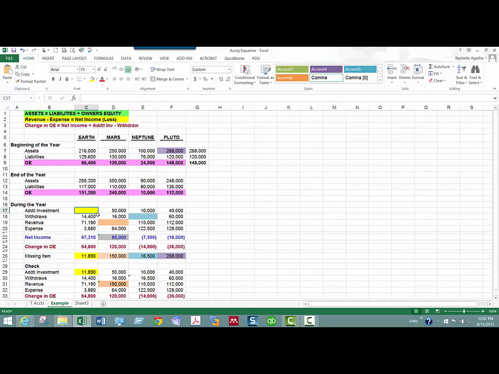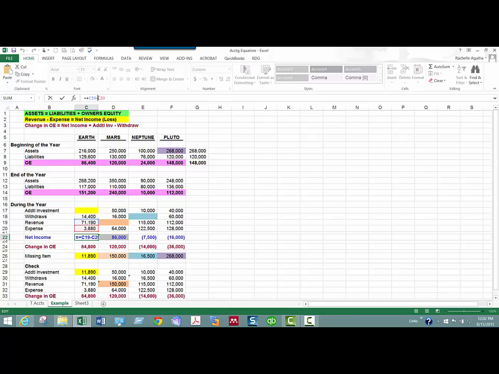Here in this example, they have this missing additional investment, and they give you withdrawals. That's when the owner takes money out of a company, not salary, but they just pull money out of a company. And they tell you what revenue is, and they tell you what expense is, and then you have to start solving from there. So we know what revenue and expense is, so we know that net income is revenue less expense. So you can see that.